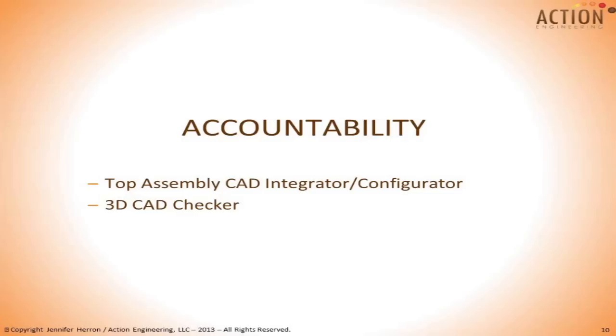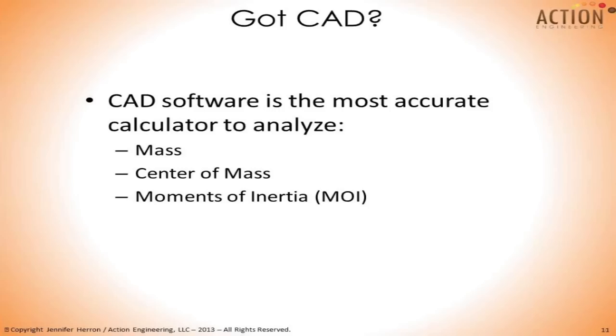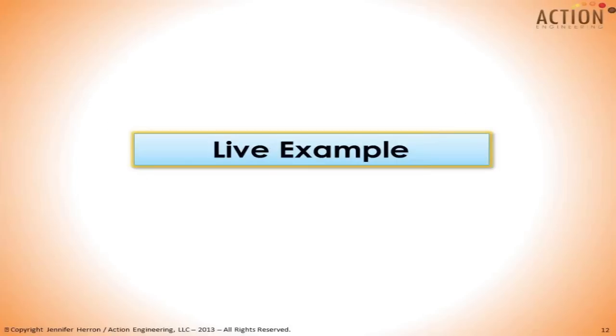because if we just assume everything is going to come out correctly, it's just like any other analysis. We need to make sure that we're double checking ourselves along the way. And the final thing, and obviously this is a hot button for me, standard part librarian. And again, that's the person who does that maintenance. So CAD software, it doesn't get any more accurate to analyze the mass, center of mass, and moments of inertia. However, it is extremely important that that data is actually in the system.